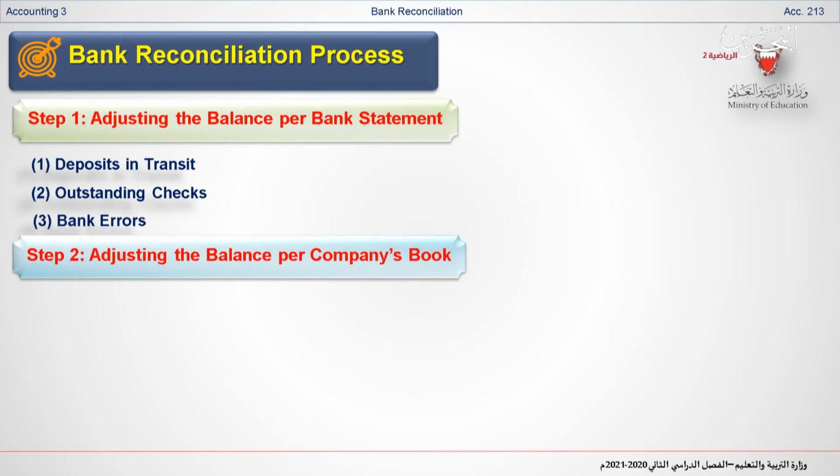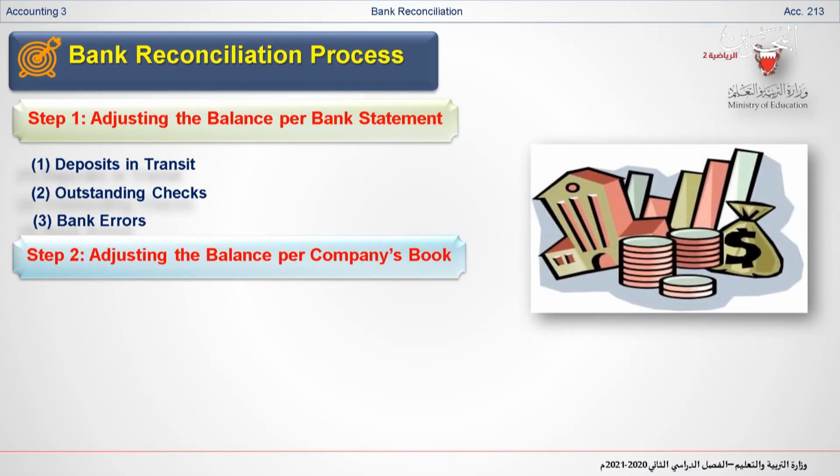Number 3. Bank errors. Bank errors are mistakes made by the bank, which could include the bank recording an incorrect amount. Depending on the error, the correction could increase or decrease the balance shown on the bank statement. Since the company does not make the error, the company's records are not changed. The second step is adjusting the balance per company's book.